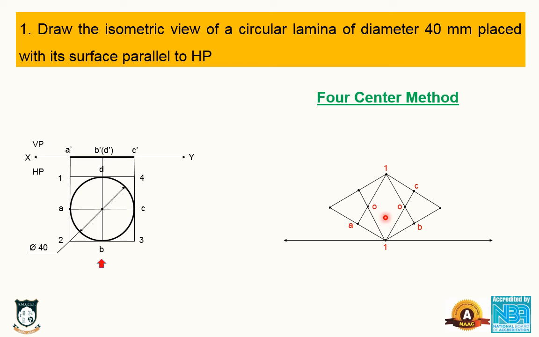What is the procedure? O as a center, A as a radius. I repeat, O as a center, A as a radius, draw the arc. Similarly, O as a center, B as a radius, draw the arc. Then 1 as a center, C as a radius, draw the arc. Similarly, 1 as a center, A as a radius, draw another arc. Now the circle is transferred here.